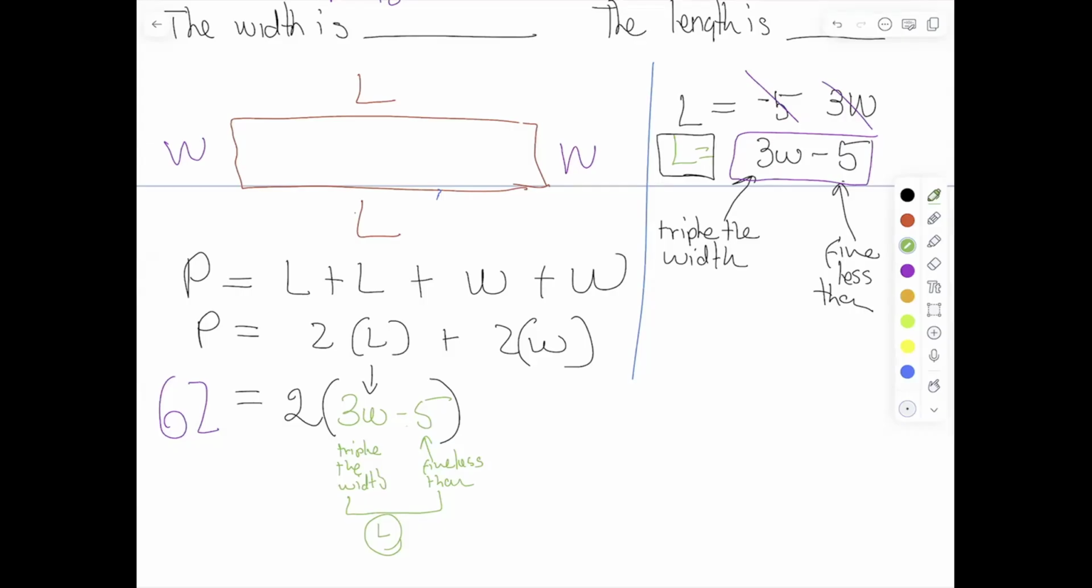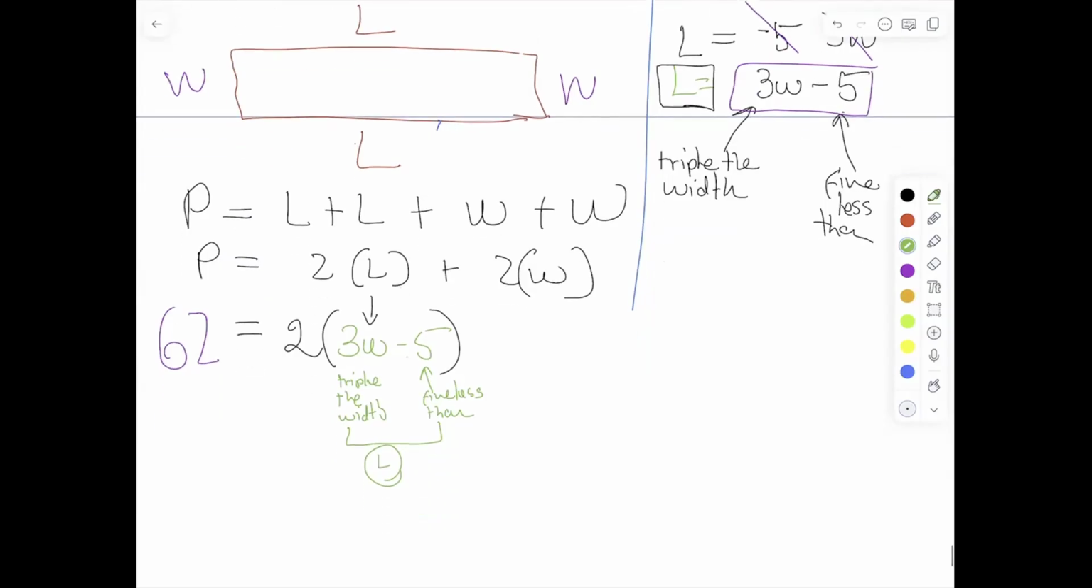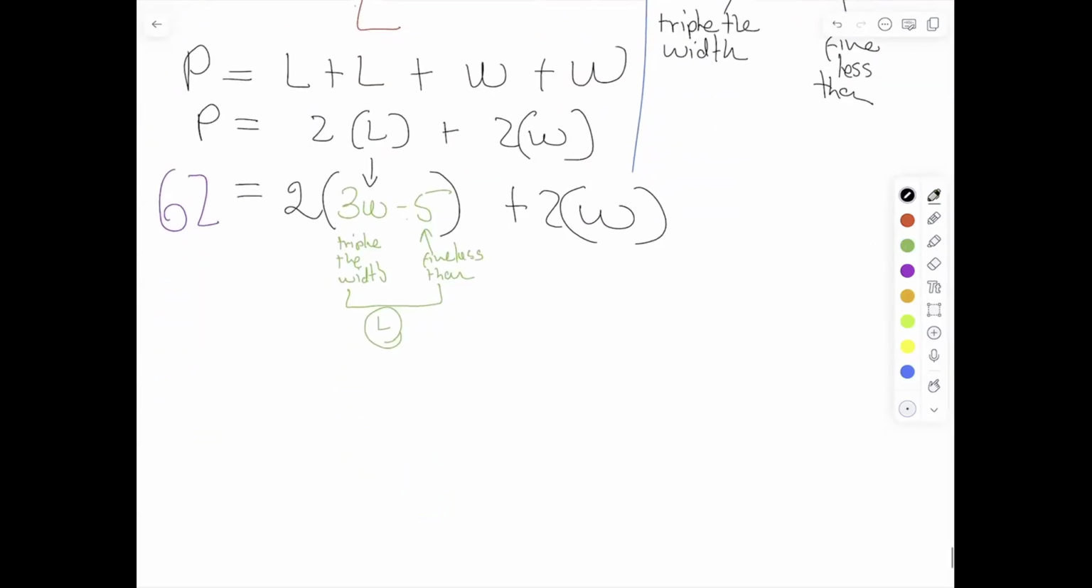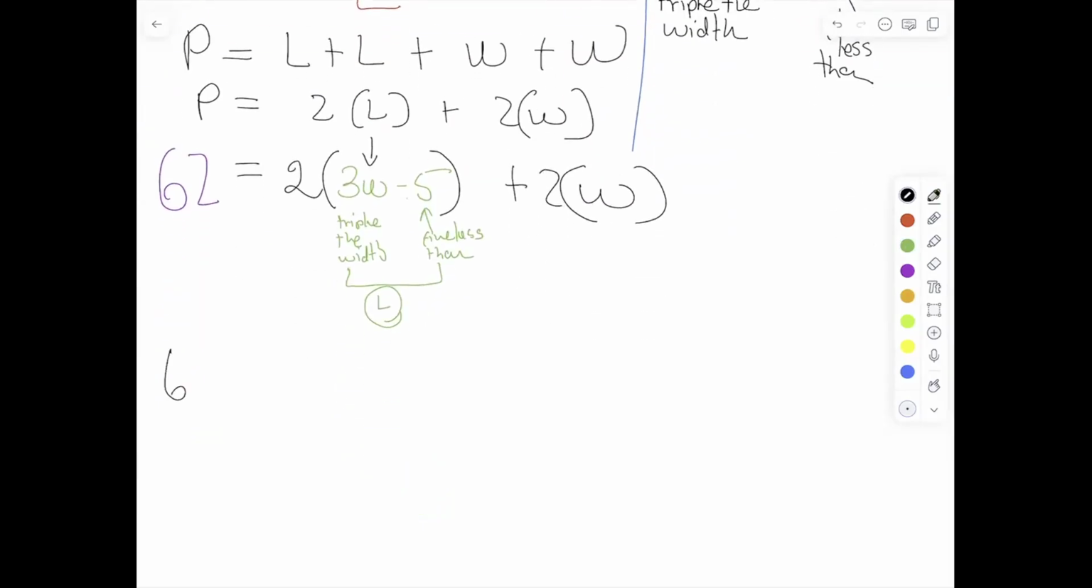We don't know what width is, right? We have no idea what that is, right? So that is plus 2W. I don't know what the width is. So now let's rewrite this. 62 is equal to 2 times (3W minus 5) plus 2W.